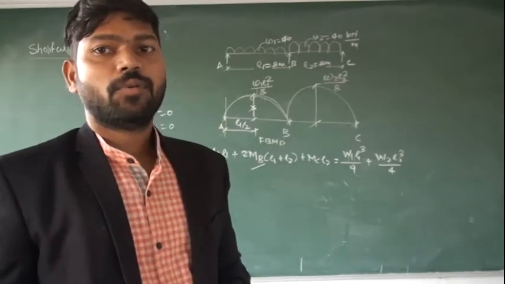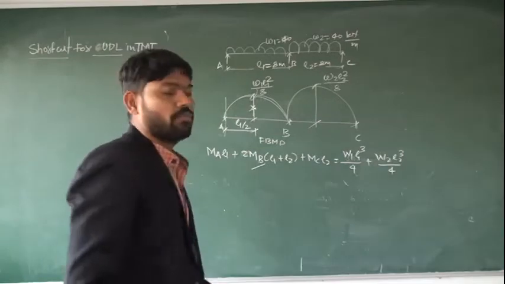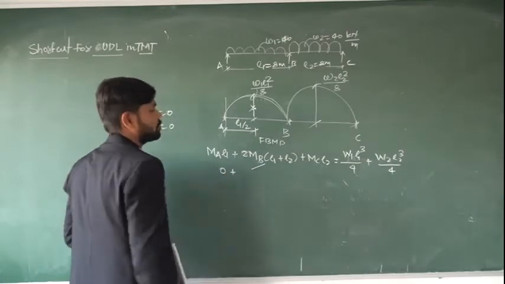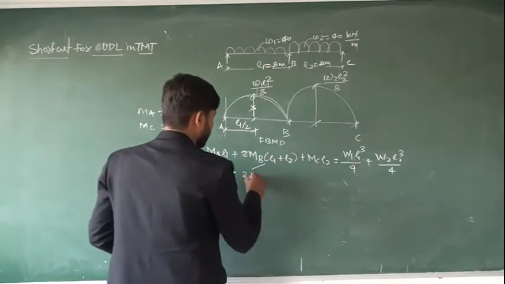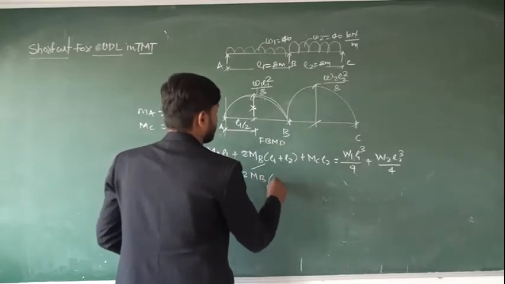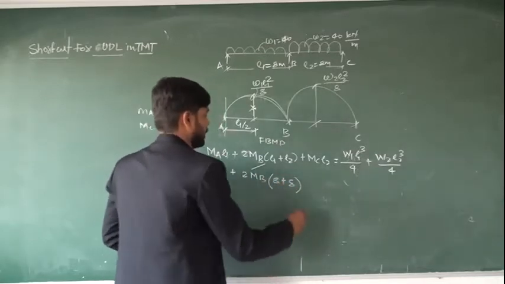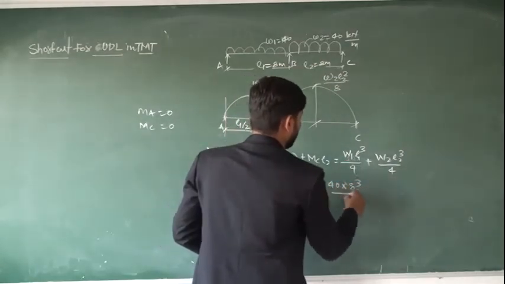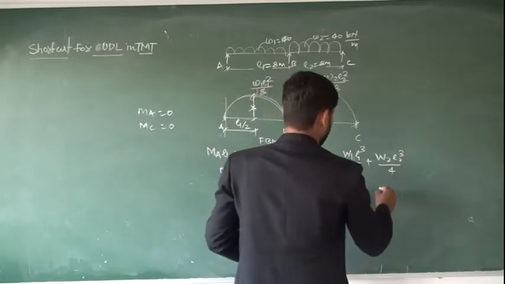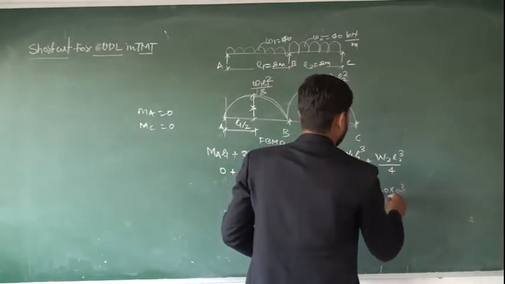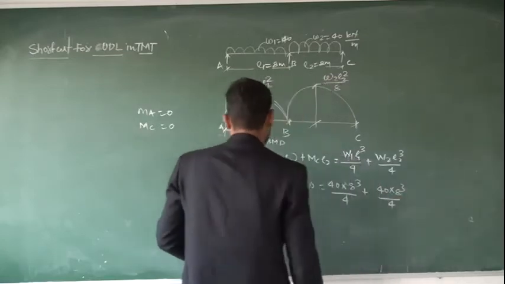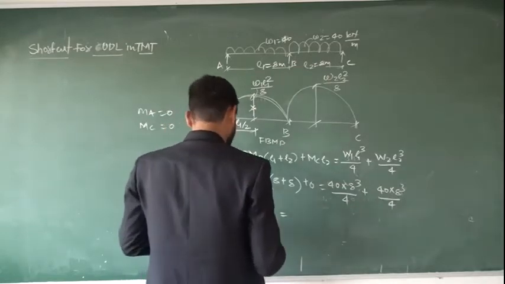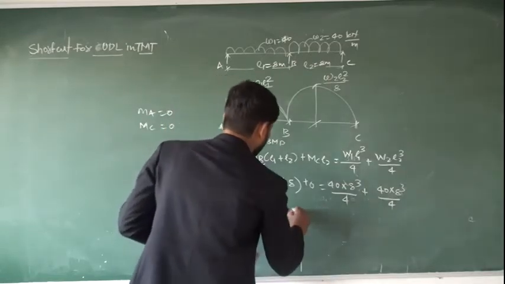So if you want to calculate the support moment, you will get it in just one equation. Now you just have to substitute everything. MA is 0, so this entire term will become 0. MB we have to calculate, 2 MB. L1 is 8 meter, L2 is also 8 meter. MC is 0. So now W1 is 40 into 8 cube divided by 4, plus W2 is also 40 into 8 cube divided by 4. If you solve this you will get the value of MB.